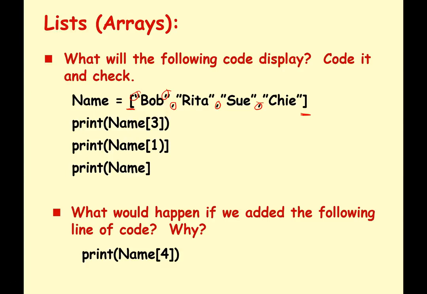When we run it, we say print name[3]. Well, remember, we've got 0, 1, 2, 3. So the first time we run it, it's going to print the name Chie. And then the second print statement is not going to print Bob, because that's position 0. It's going to print Rita. That's position 1. And then when we say print name, it will just print the entire array, Bob, Rita, Sue, Chie. But again, it'll print it with the square brackets.